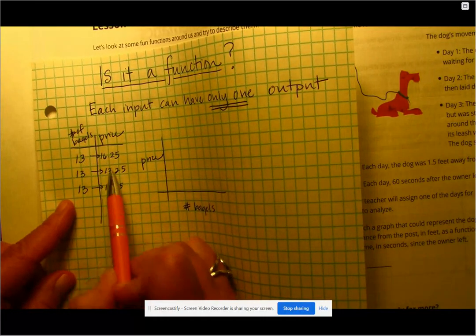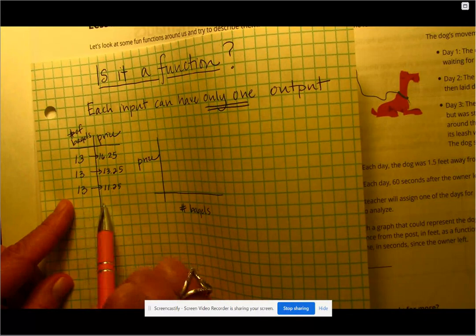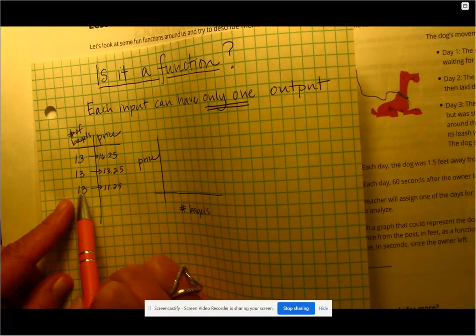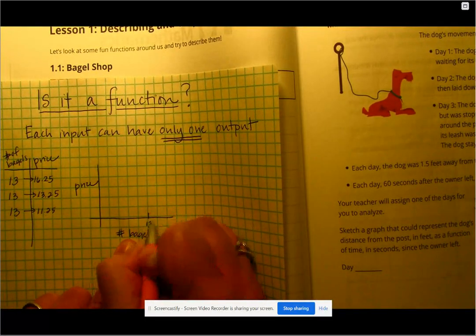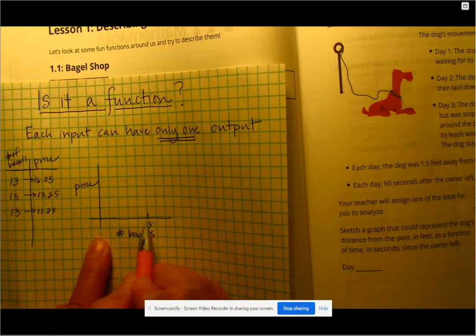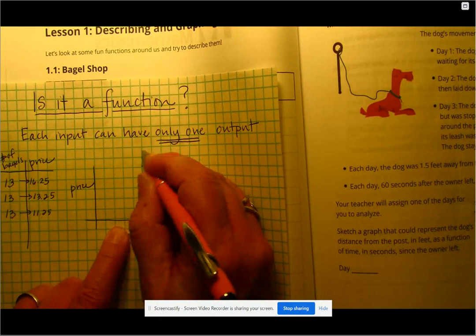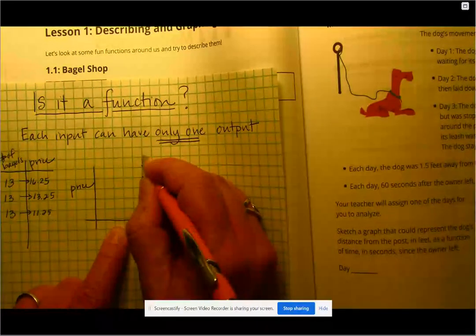So because this input has multiple different outputs, this relationship of bagels to price would not be considered a function because this input, these 13 bagels, has a bunch of different prices. And on a graph, you can usually tell quickly that something's not a function because the input, which is along the x-axis, has multiple different outputs on the same vertical line. And that's how you can tell something's not a function.